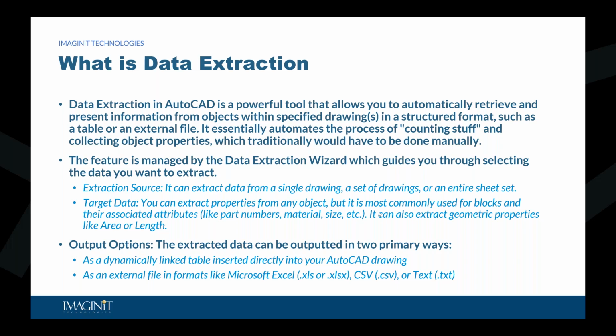So your output options: when you have the extracted data and it does what you want, you can output it in two primary ways. You can create it as a dynamically linked table inserted directly into your AutoCAD drawing, or you can export it out as an external file format like Microsoft Excel, a CSV, or a text file. So this gives you options to not only get the information and leave it in your drawing, but now you can create things like spreadsheets and take it into other sources by using the external file.